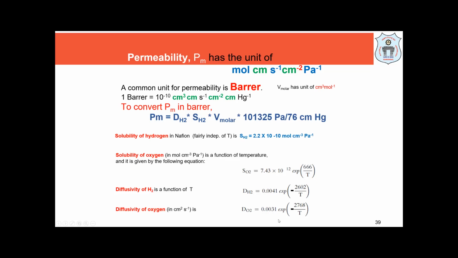These expressions we should know. Once the operating temperature is known, we will substitute the temperature to get the diffusivity values. Okay. And for the solubility of hydrogen, it is the same, right? It is independent of temperature. So we will use 2.2 into 10 power minus 10 moles per centimeter cube Pascal. Whereas for oxygen we will make use of the function of temperature. Okay.